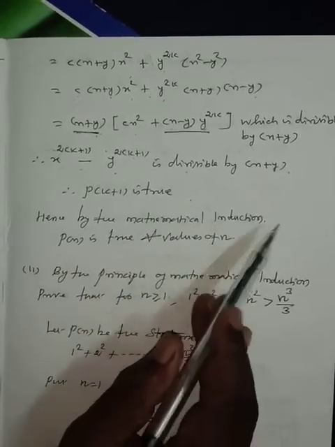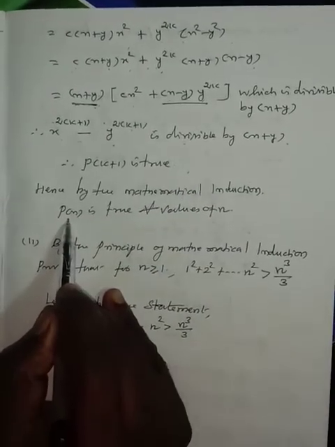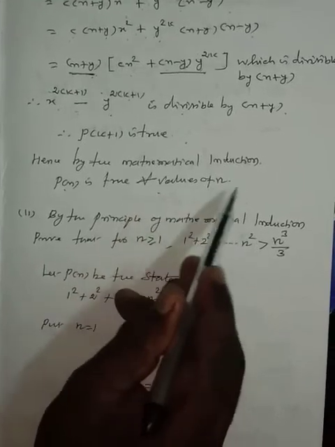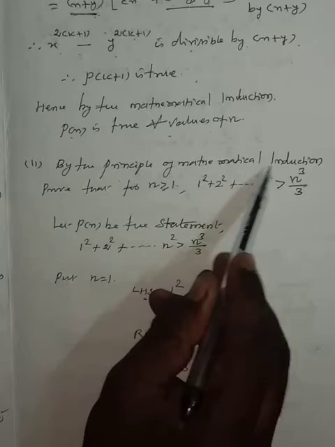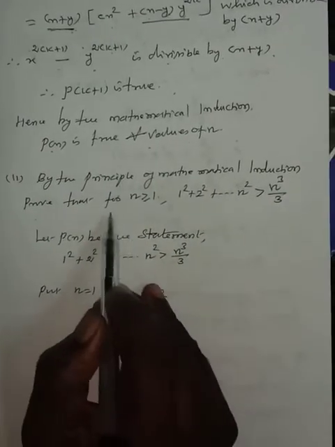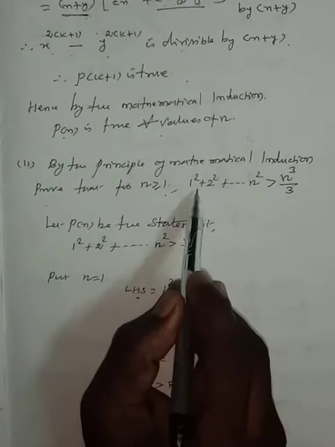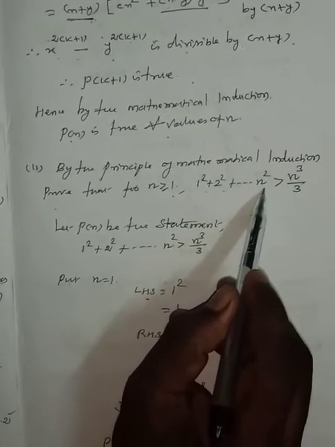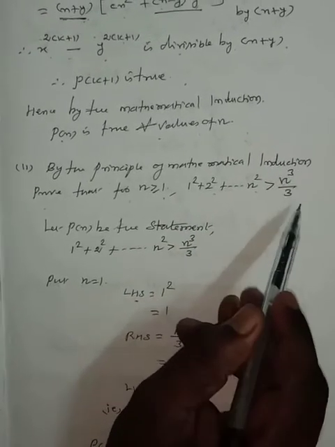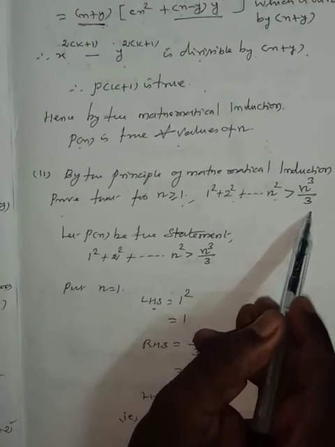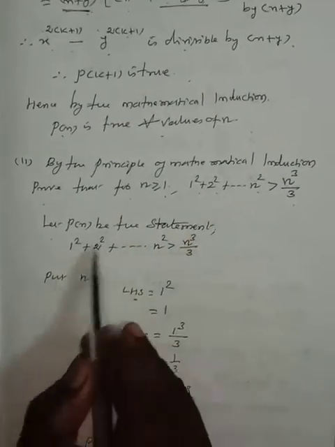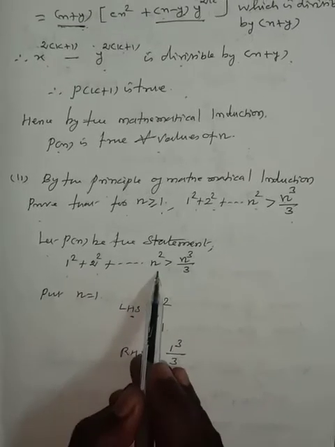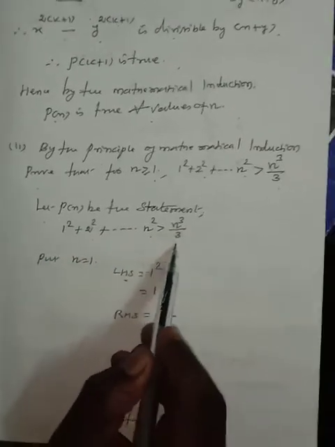Hence by the principle of mathematical induction, P(n) is true for all the values of n. Next, question number 11. By the principle of mathematical induction, prove that for n greater than or equal to 1, 1² plus 2² and so on to n² is greater than n³ divided by 3. Let P(n) be the statement. The given statement is 1² plus 2² and so on to n² is greater than n³ by 3.